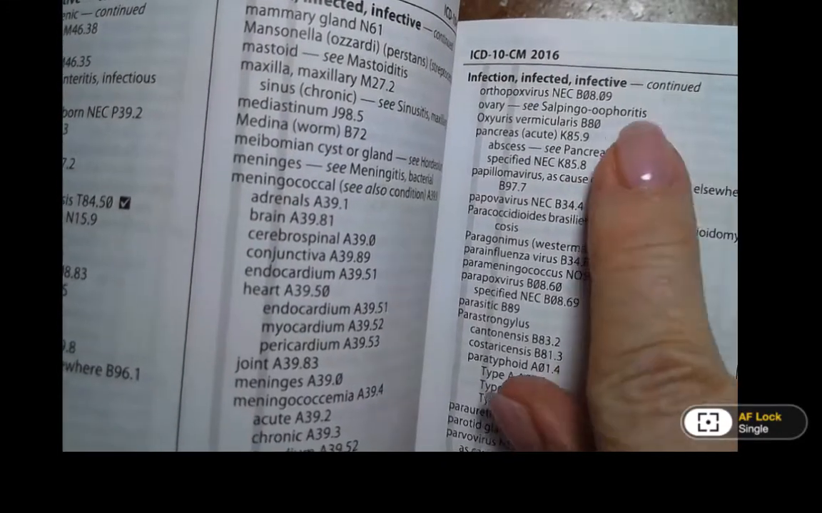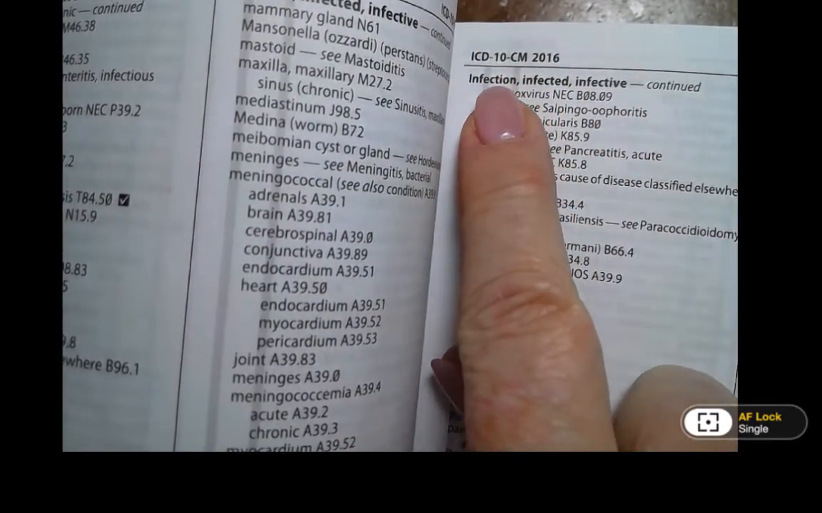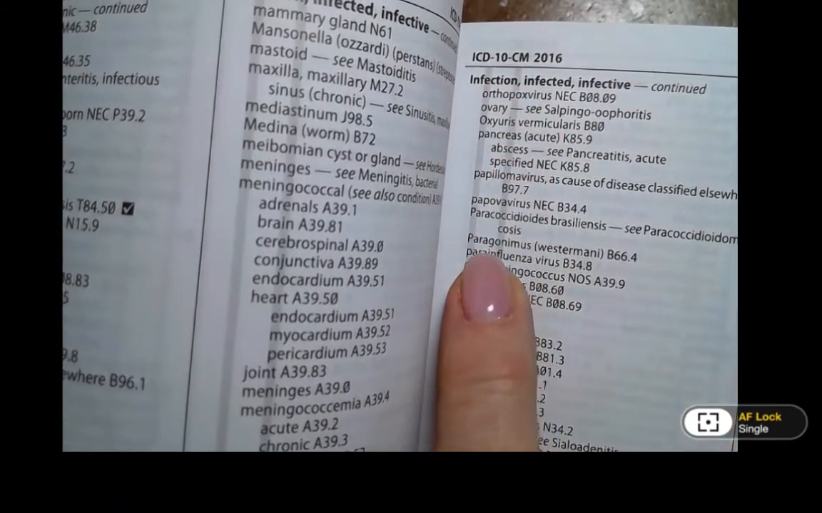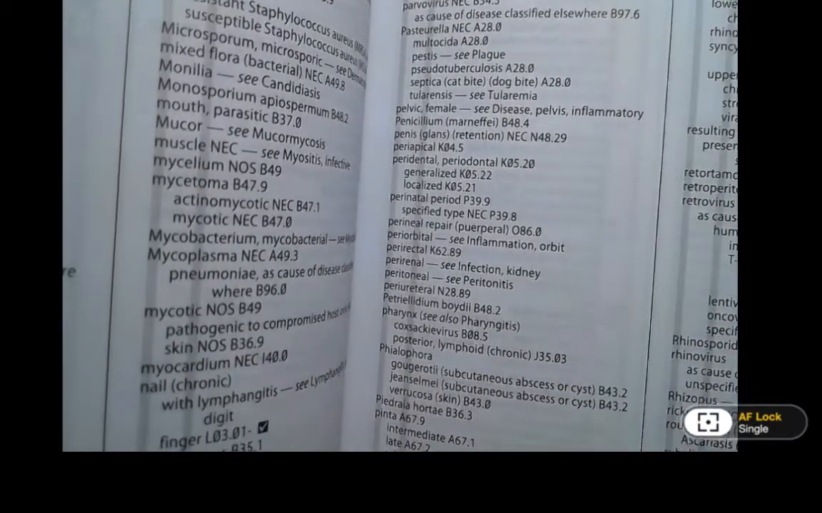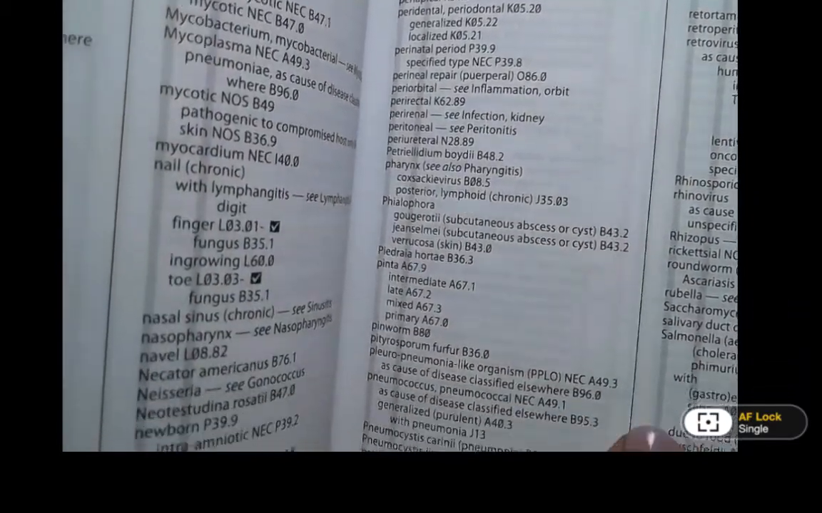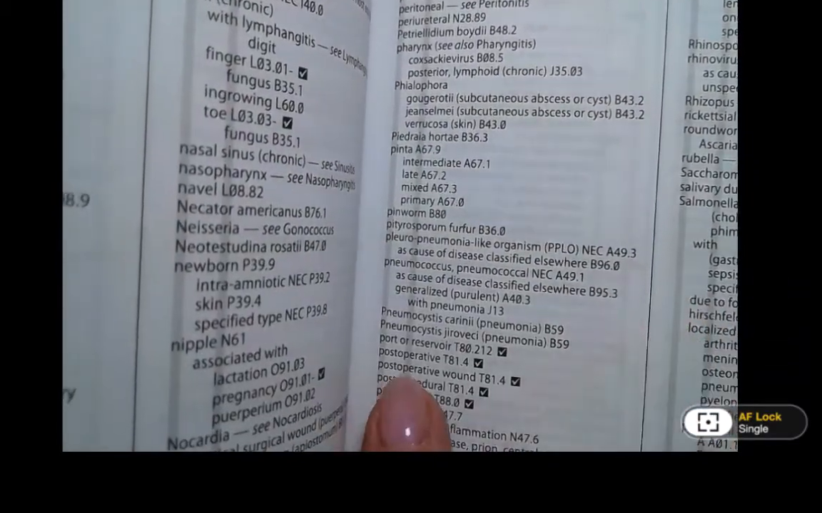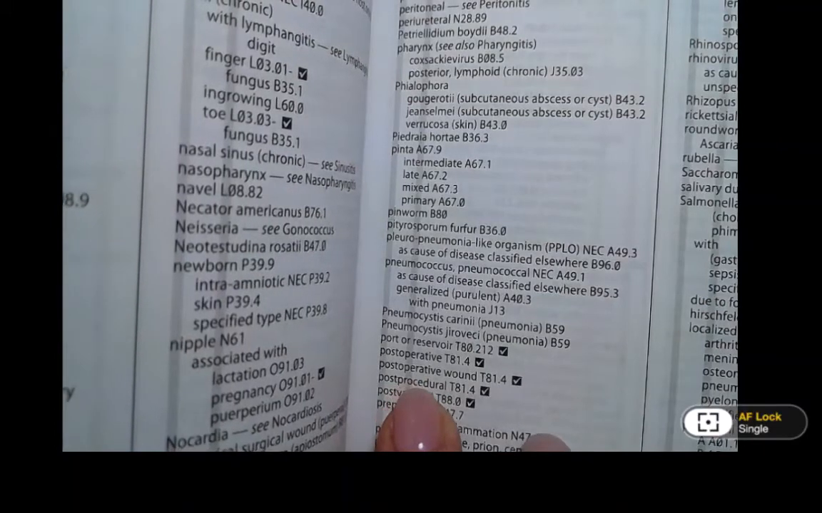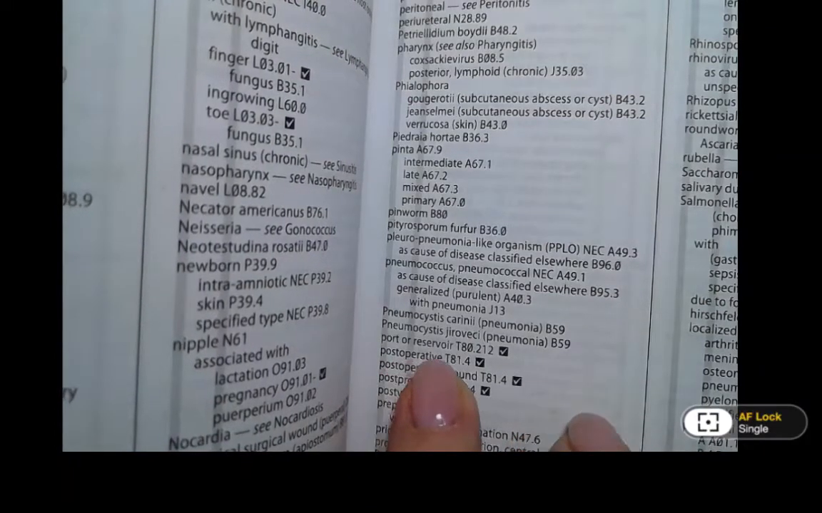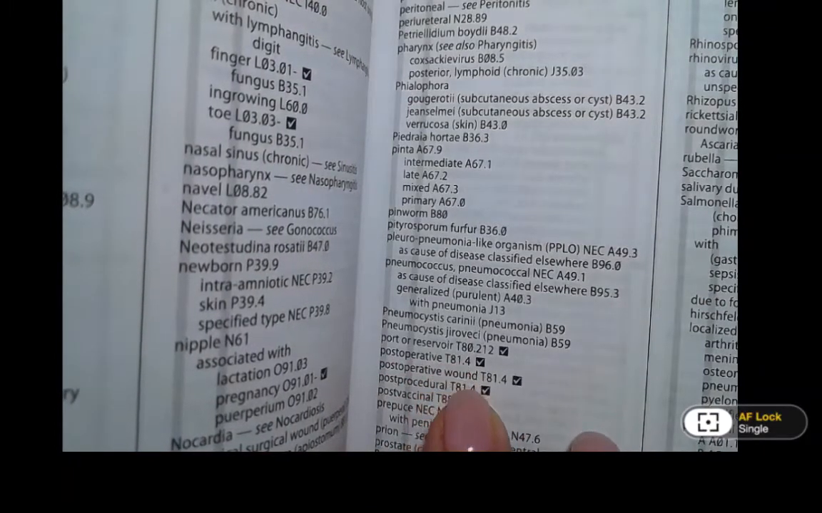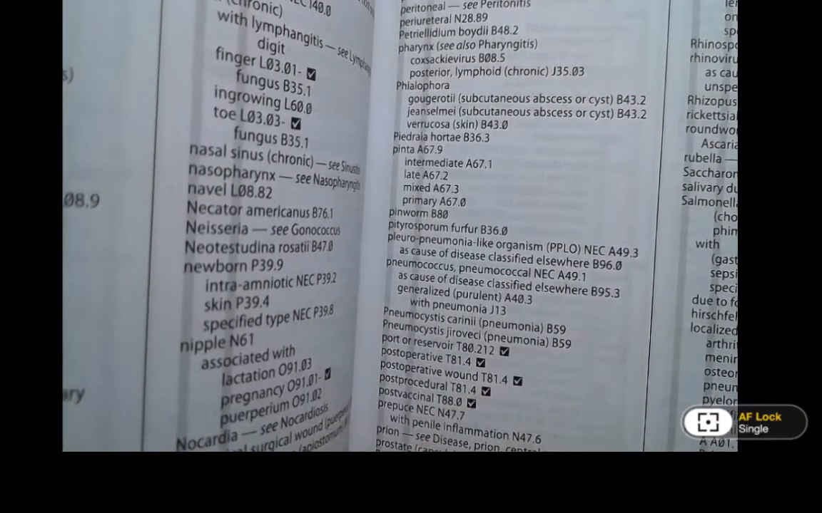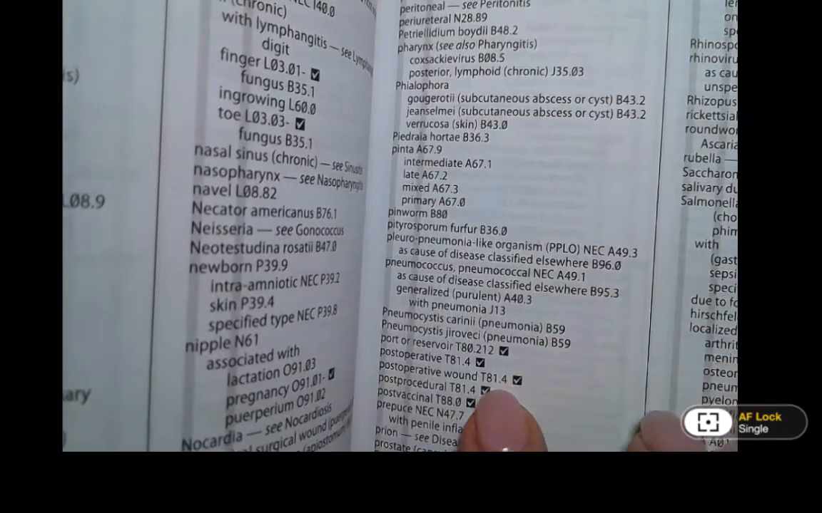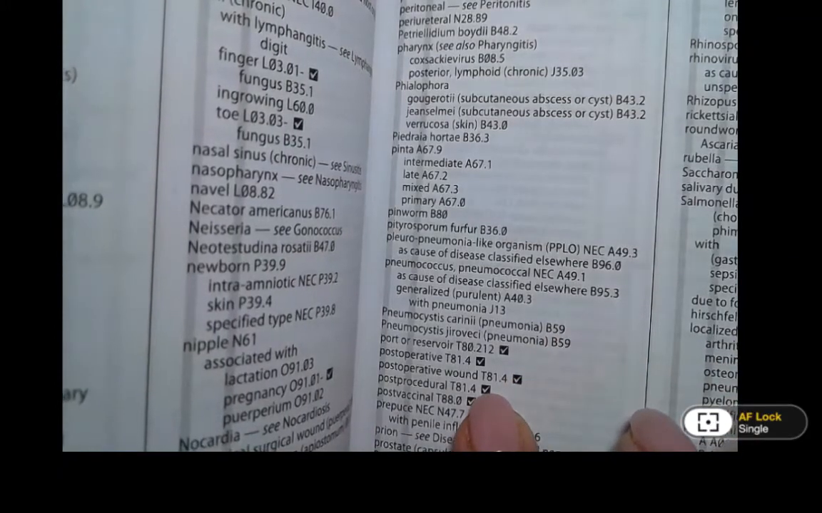Okay, so in the alphabetic index, here we go with infection, and we're looking for post-procedural. Slide down. And here is post-procedural. And you notice if the doctor had used the term post-operative, it's the same code. So now we're going to go to T81.4. We know that that little icon means we need more characters to make this a complete code.